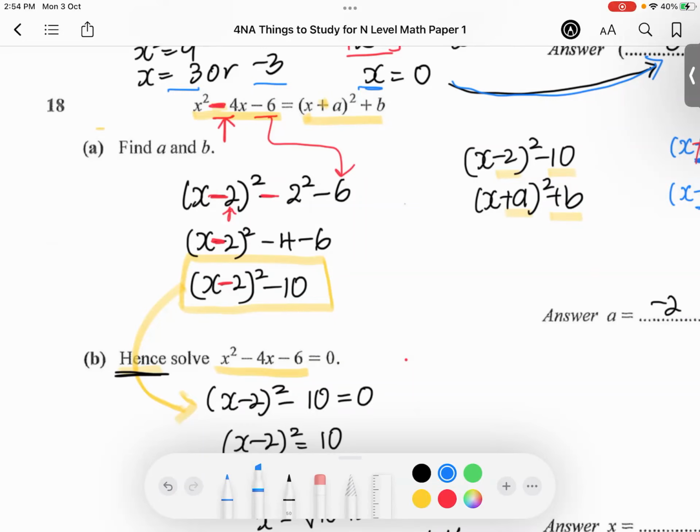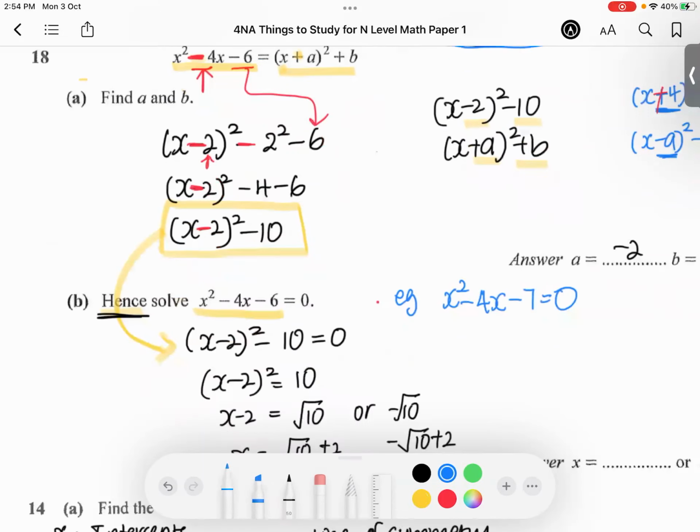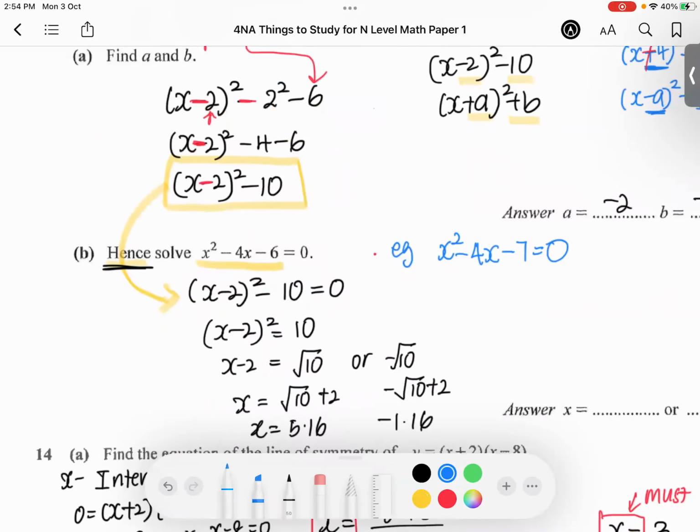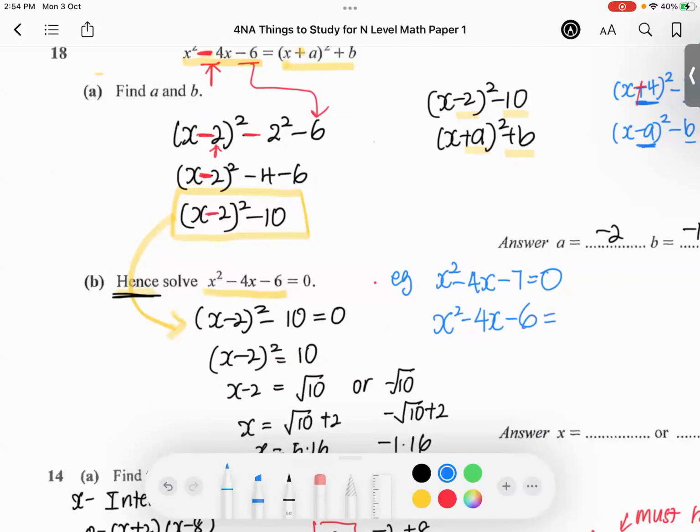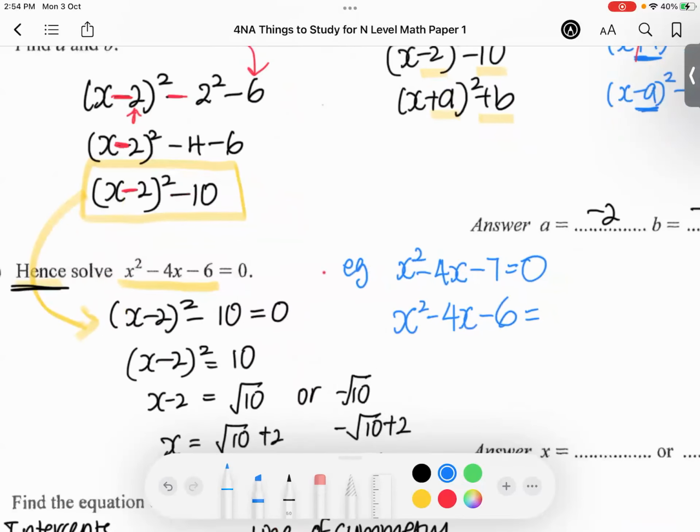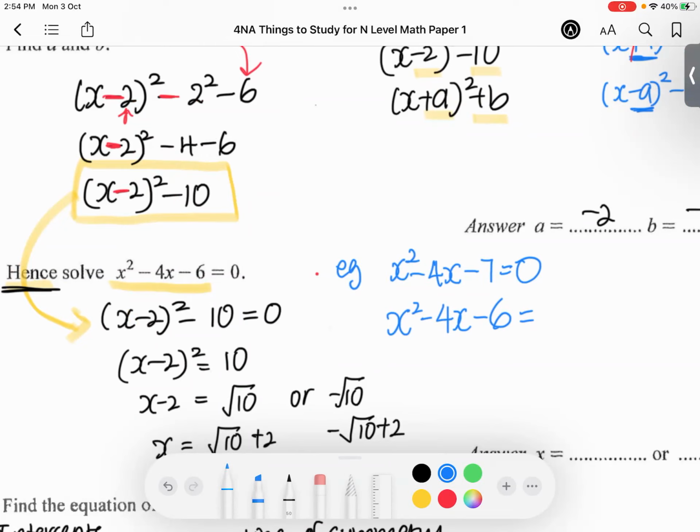Okay, so let's say, for example, I give you an example where it's not the same. Let's say I give you x squared minus 4x minus 7 equals to 0. But my original question is x squared minus 4x minus 6. This is my original question. But the question now, they say hence solve, they ask me to solve this. Then what am I going to do? I noticed that this number is different, right? I need to change the negative 7 into negative 6. What can I do? I cannot multiply things. I can only add or subtract numbers.